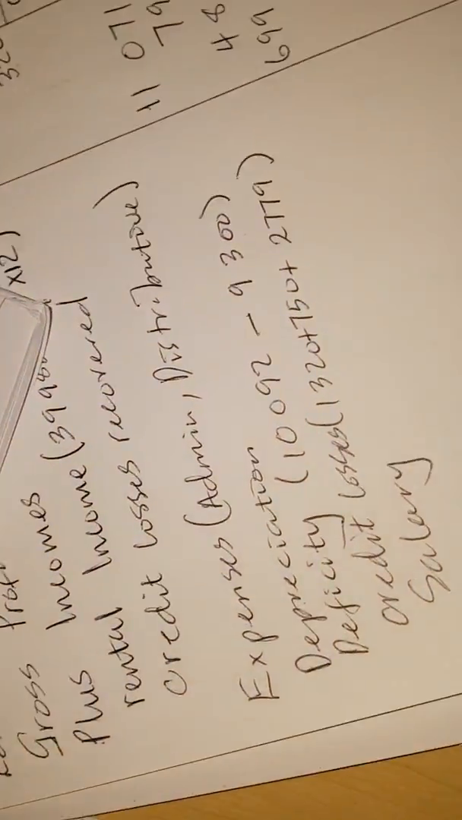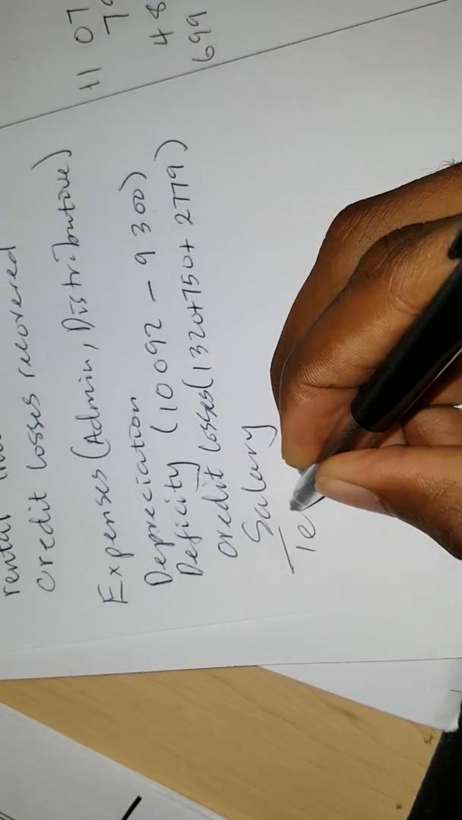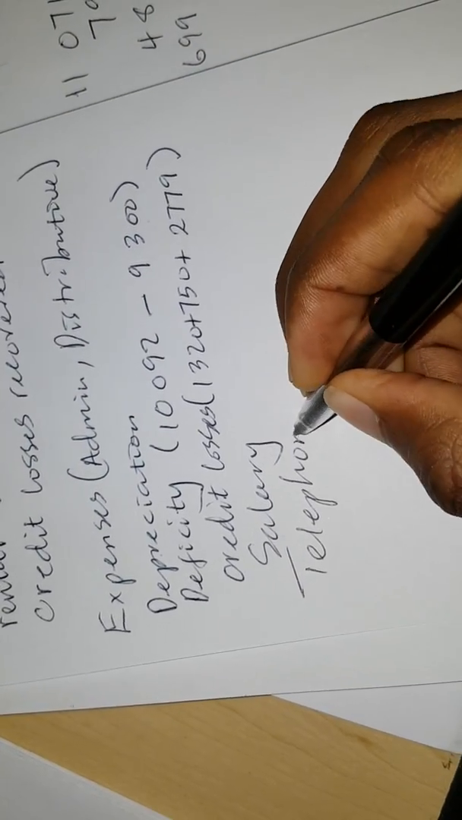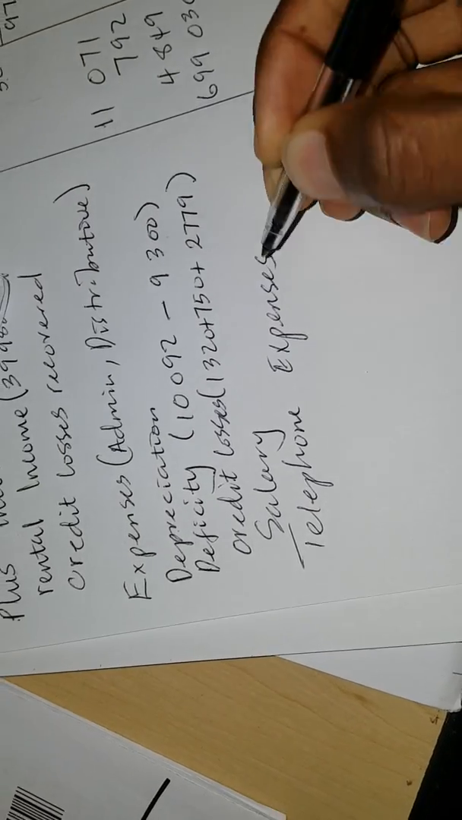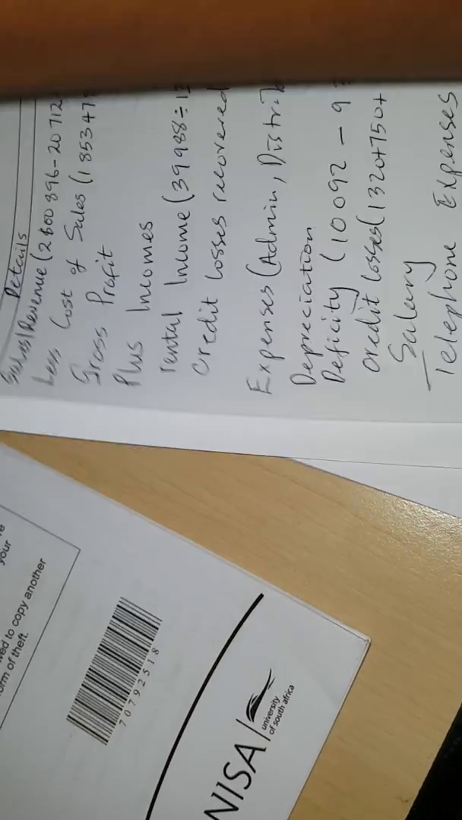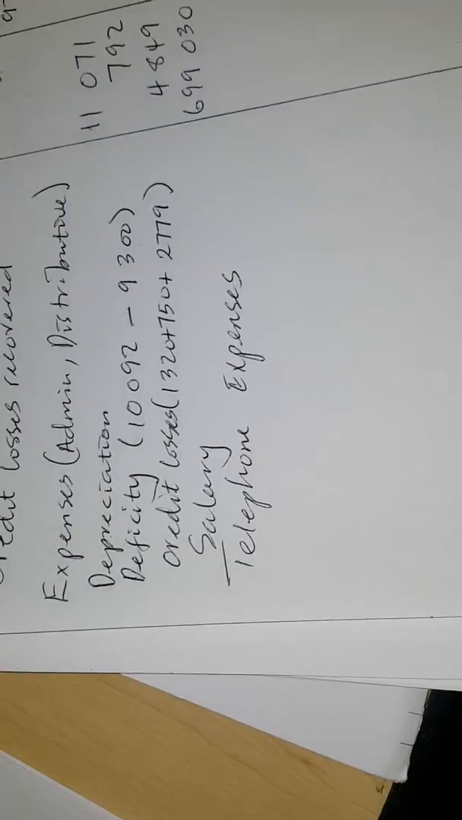Let's move to rental income. We're done. Discount, we're done. Credit loss, we're done. Recovered, we're done. Interest on mortgage, we'll talk about it. Consumables, we're done. Telephone expense. Let's write down telephone expenses. You write them down. Okay, yeah, this question is very long, guys.